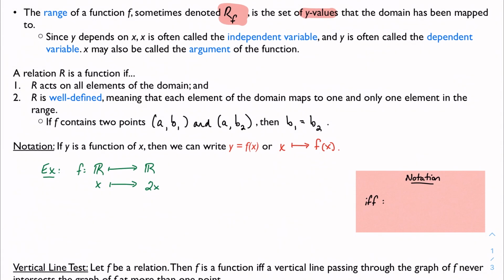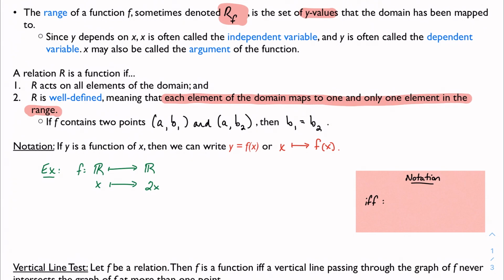So just to summarize, a relation R is a function if R acts on all elements of the domain, and R is what we call well-defined, so that each element of the domain maps to one and only one element in the range. So each element of the domain maps to one and only one element in the range.